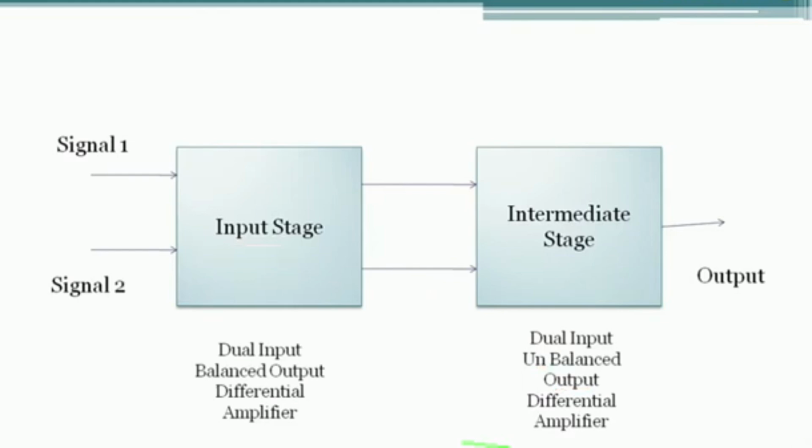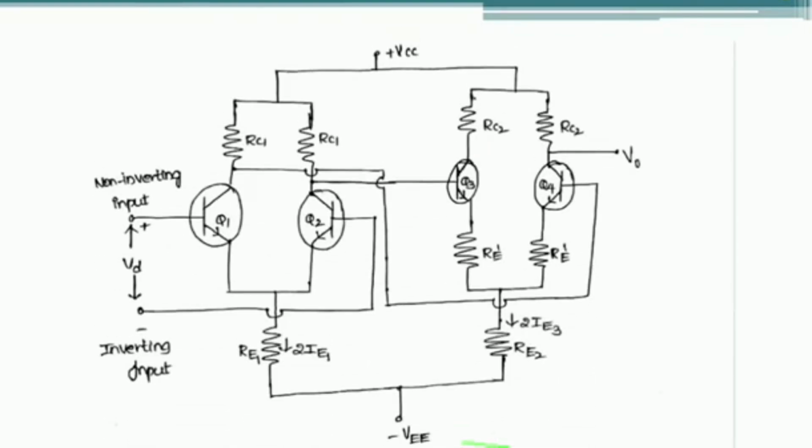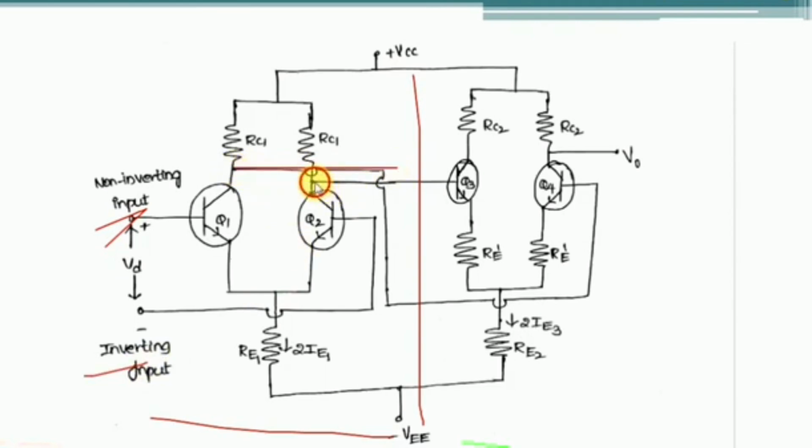If you observe the internal circuit of the first two stages, this is the internal circuit of the first two stages. So the input stage is nothing but one differential amplifier. It has two inputs, one is the non-inverting input and the other one is the inverting input. And here we are obtaining two outputs, output 1 and output 2.